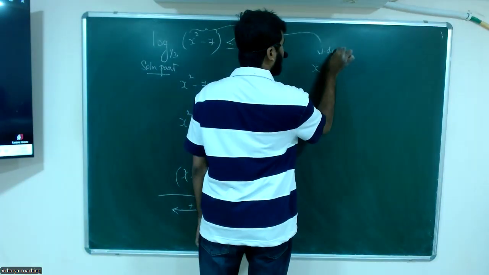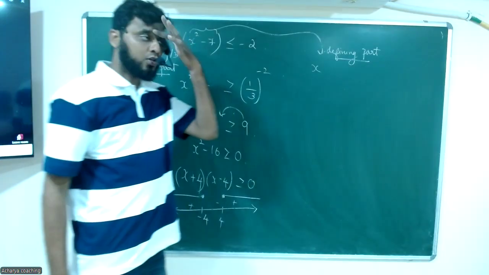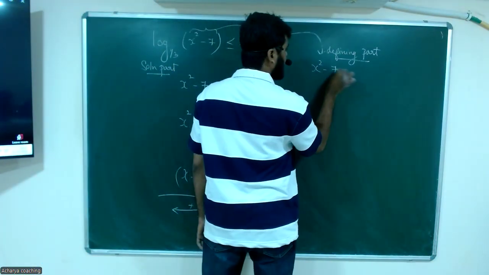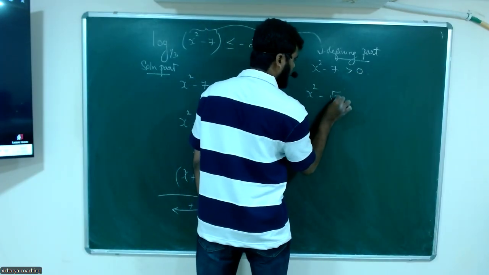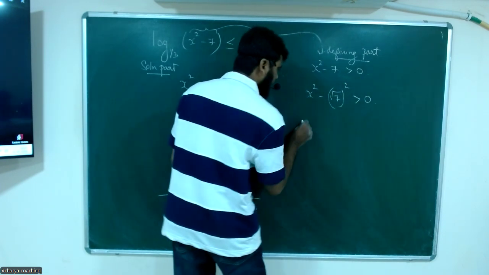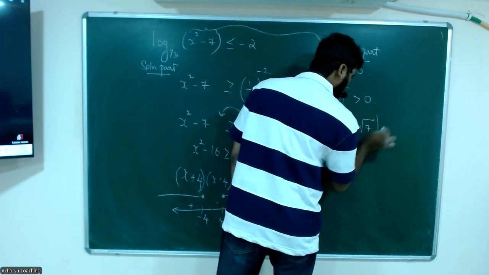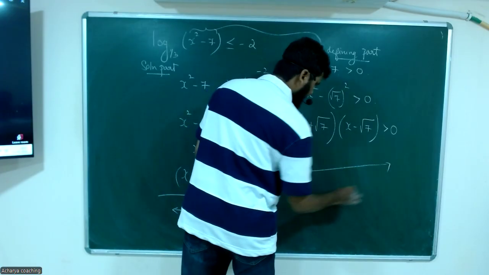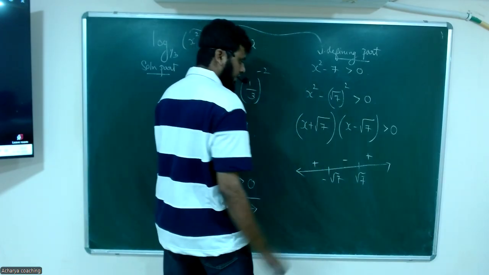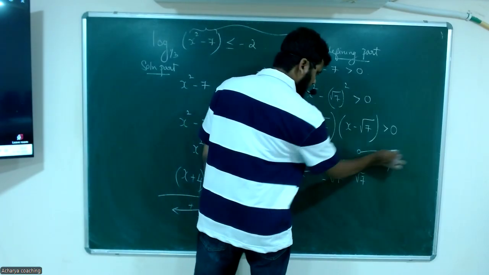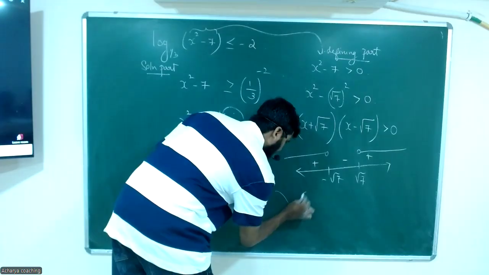So now we are going to see defining part. First it should be defined, right? Then only the solution will come. So x square minus 7 should be strictly greater than 0. This is nothing but x square minus root 7 the whole square, strictly greater than 0. So x plus root 7 times x minus root 7 strictly greater than 0. Minus root 7, plus root 7, plus minus plus. Greater than 0 means this root is not included and this root is also not included. So now what is the final answer? Intersection we have to take.